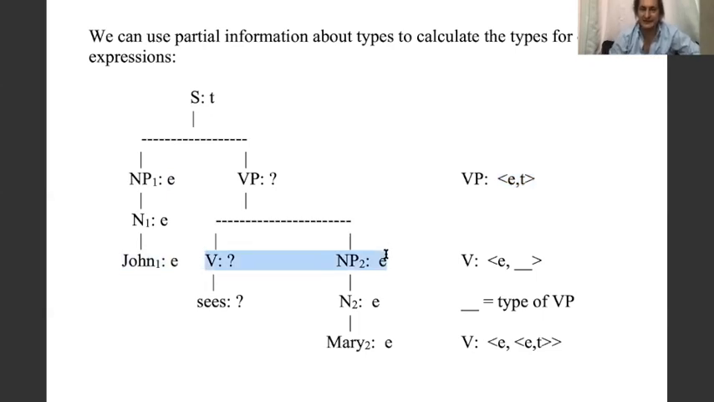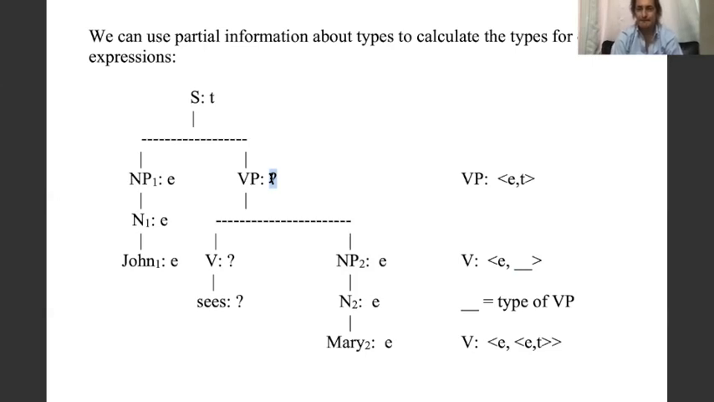If we look only here and ignore the VP for a minute, we can get partial information about the verb, what kind of type it has. We know that it has to be able to take an E-type expression as its argument and give back something else. That is, the verb is going to have to be a function from E to something else. And we also know that that something else is going to be the type of the verb phrase. It's whatever this question mark is.